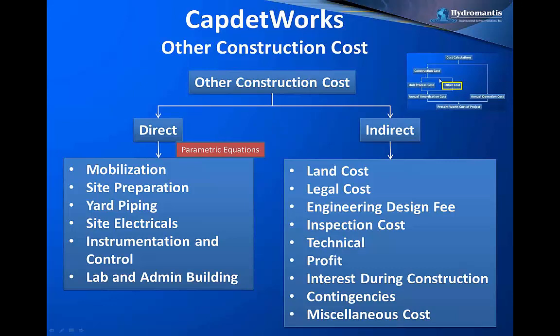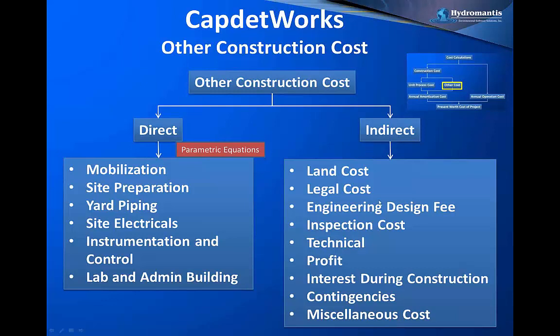In the other construction cost, we have two different types of costs: the direct construction cost and the indirect construction cost. In the direct construction cost, we are taking into account mobilization, site preparation, yard piping, site electricals, instrumentation and control, lab and admin building. All of these costs are estimated based on parametric equations which have been developed based on a large amount of statistical data that has been collected during the development of CapdetWorks.